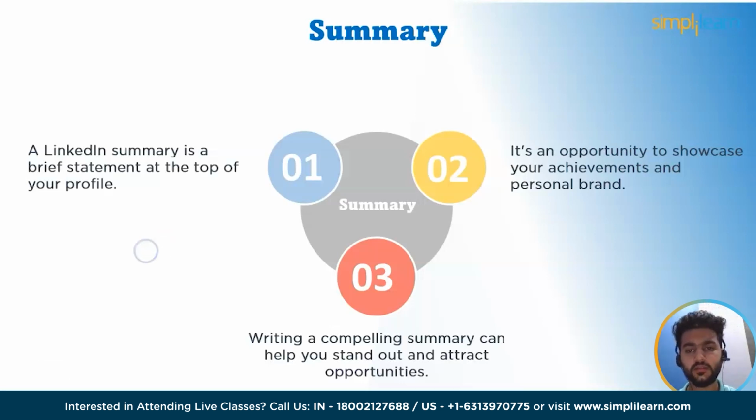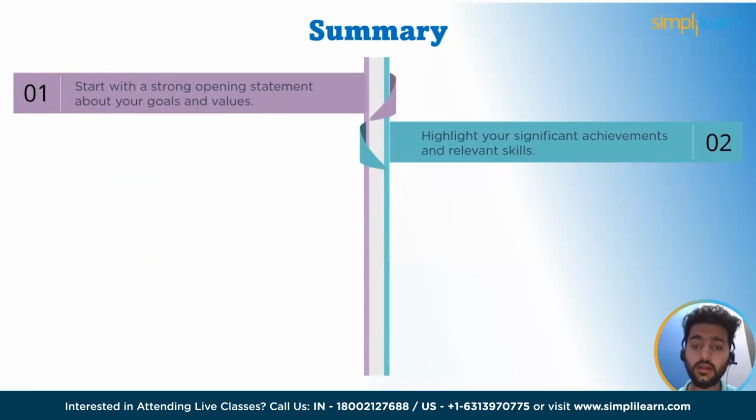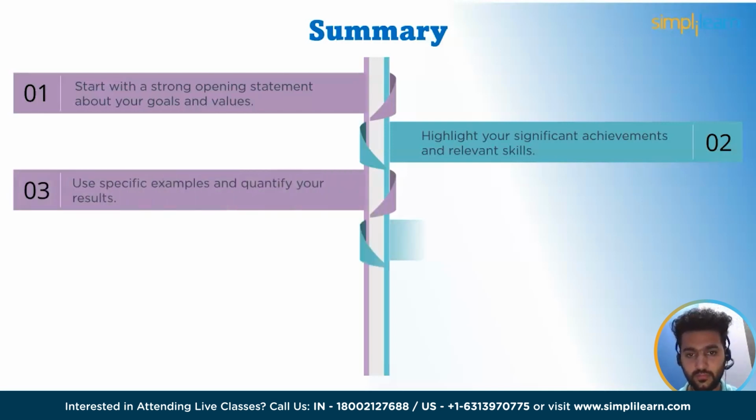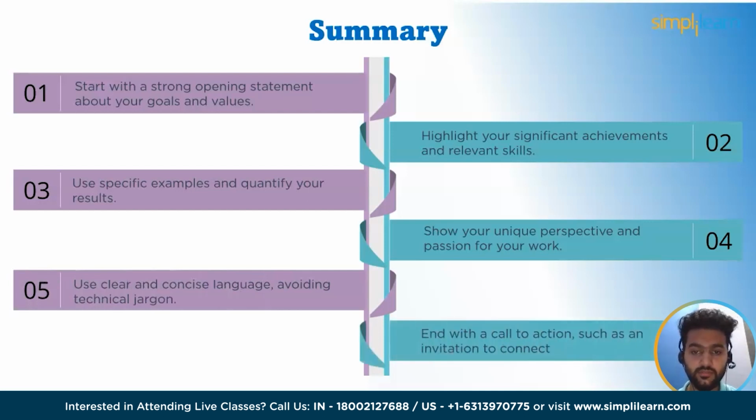Now, to write a perfect LinkedIn summary, you should start with a strong opening statement that captures the reader's attention and clearly communicates your professional goals and values. You should highlight your most significant accomplishments and skills, emphasizing those that align with your career goals. Third point would be use specific and concrete examples to illustrate your achievements and skills and quantify your results whenever possible. Fourth would be share your unique perspective and personality and show your passion for your work. Fifth point is keep your language concise, clear, and easy to understand and avoid slang or overly technical terms.